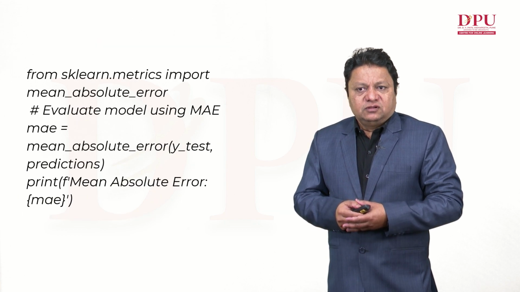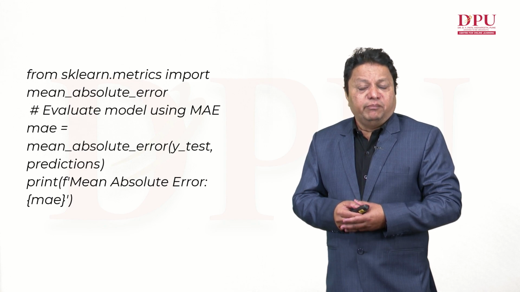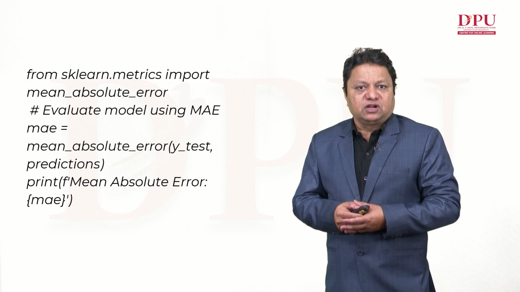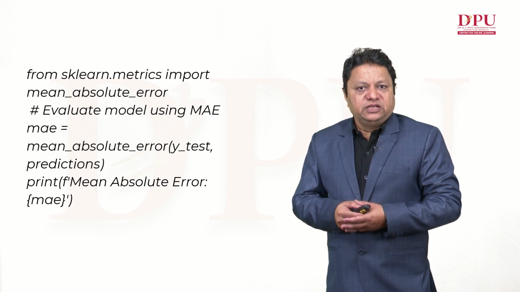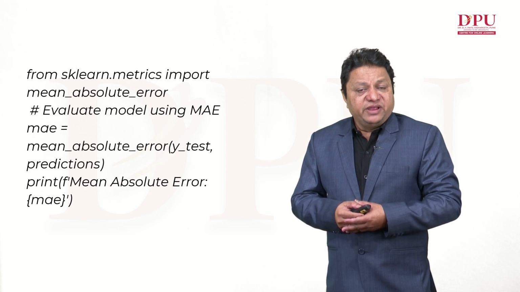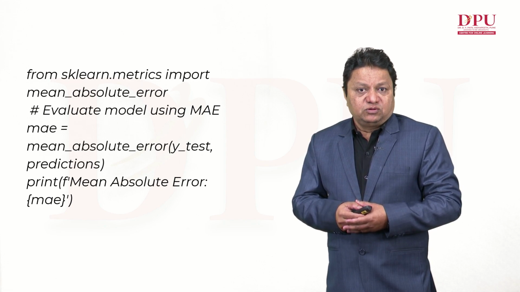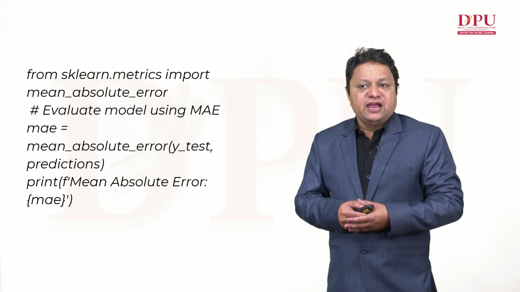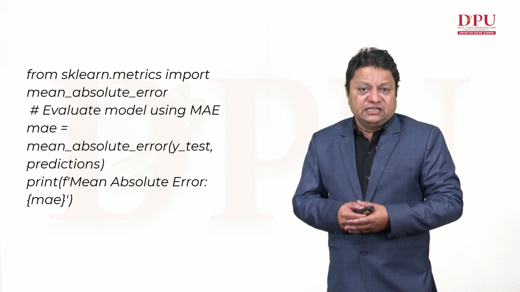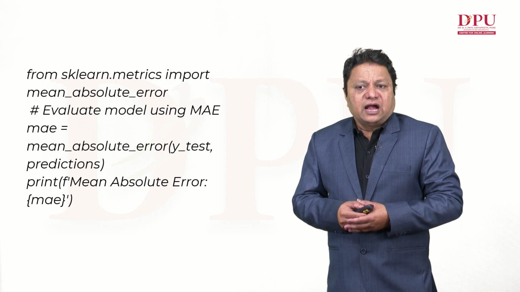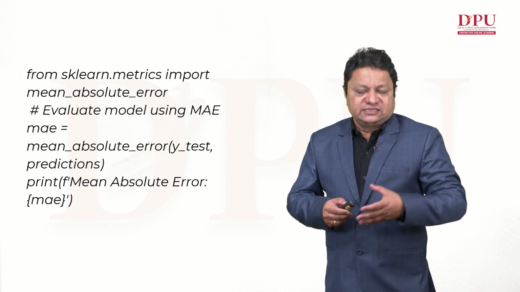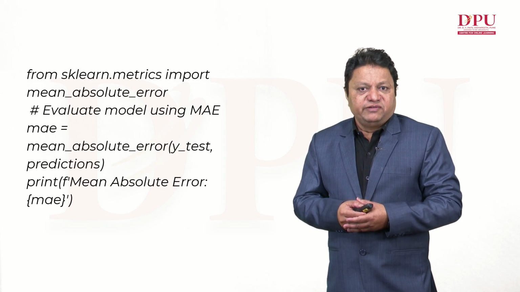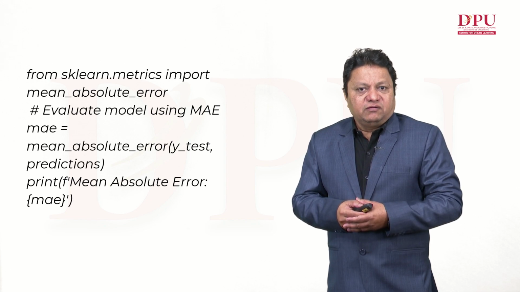For example, from sklearn.metrics, we need to import the mean_absolute_error package. To evaluate the model, we have to use the MAE, that is mean absolute error function. So, for that, MAE is equal to mean_absolute_error. Here I need to provide the testing data, that is y_test. Now, I have to provide the predictions. The predictions that I made in the last step are available in the predictions variable, and I am providing y_test.